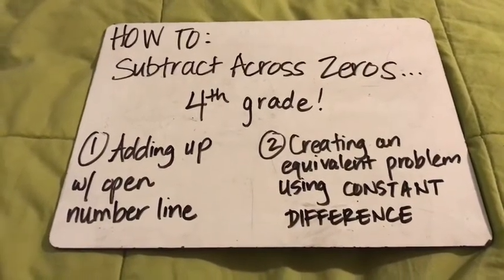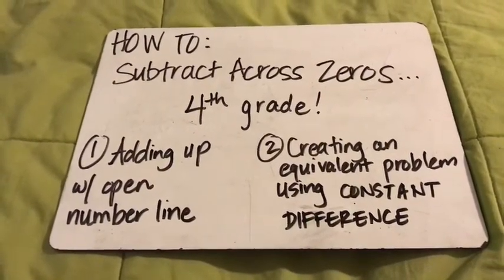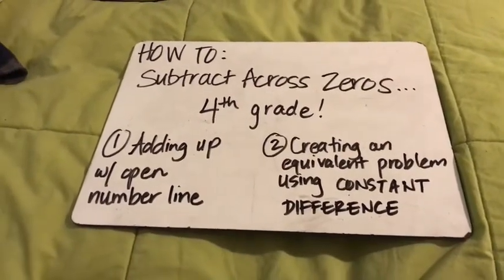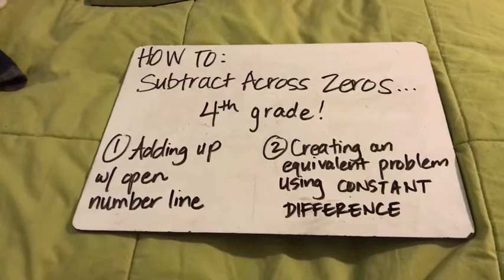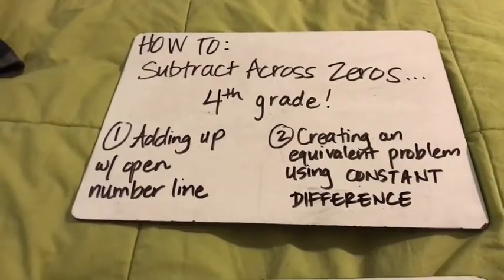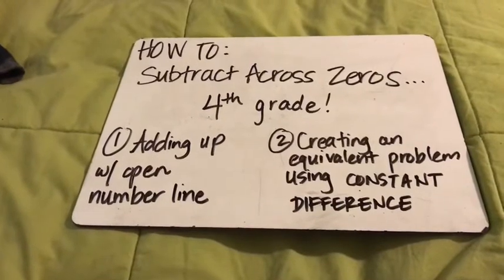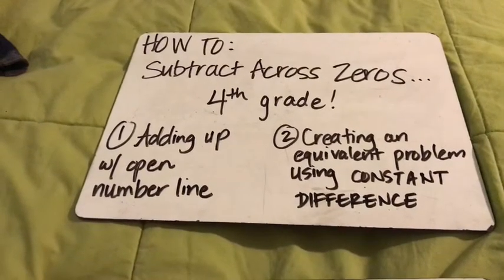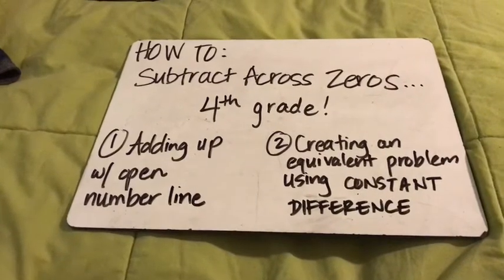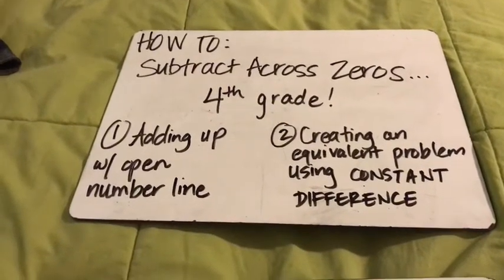I am going to be showing you two different strategies for how we can subtract across zeros using numbers up to the millions. So this is a 4th grade standard in Virginia, the state that I work. The two strategies I'm going to be modeling for you today are adding up with an open number line and creating an equivalent problem using constant difference.